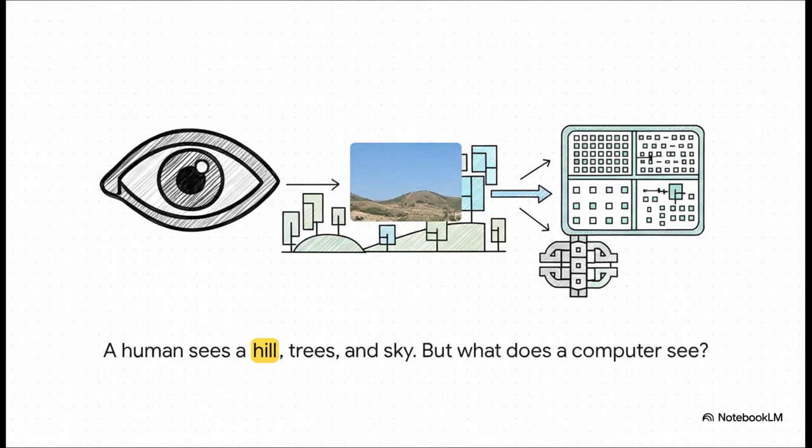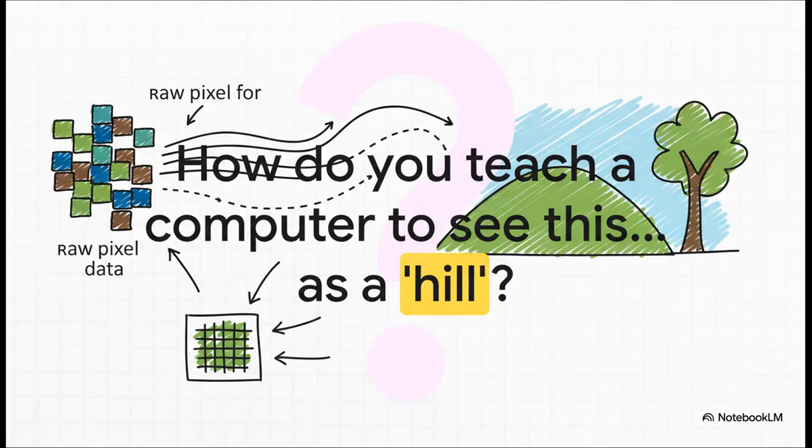You know when you or I look at a picture like this one? Our brain just gets it, instantly. We see a hill, some trees, the sky. It's totally effortless for us. But what does a computer see? That's a whole different story. And that, right there, is the huge fundamental challenge of computer vision.